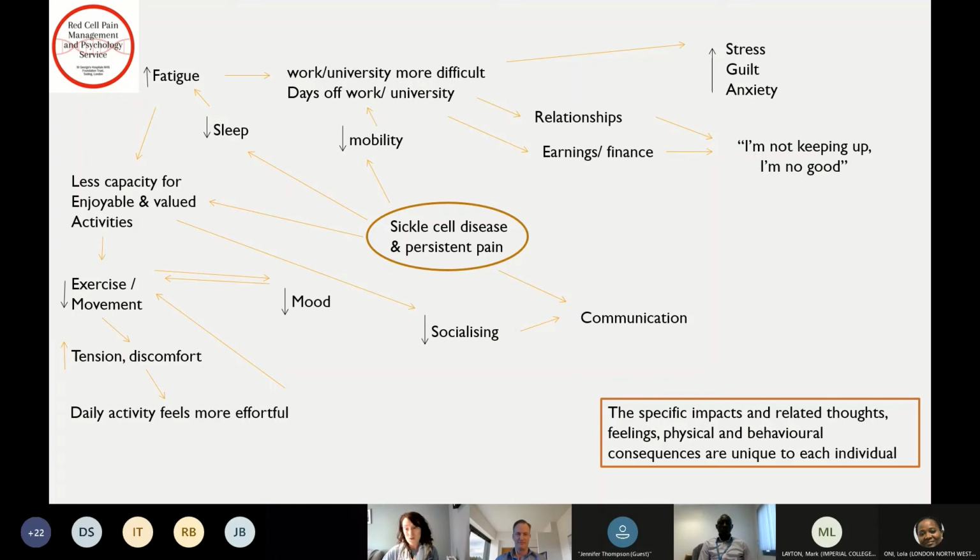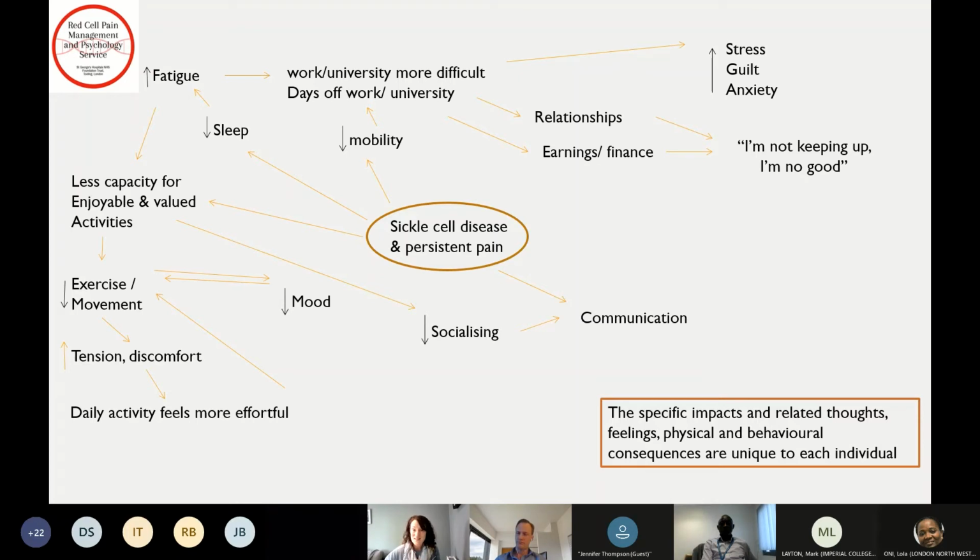But we'll often start to hear people describe things such as, well, persistent pain impacts on my sleep. I struggle now with sleep. My quality of sleep isn't as good. It's not as refreshing as I would hope. That leads to fatigue. And perhaps because of that lethargy, that increased fatigue, university work or my paid employment is becoming more difficult. I might start to see that I'm having days off work or university. There might be other factors that are influencing that as well. So pain might be influencing mobility, and therefore that is contributing to making work or university more difficult to attend.